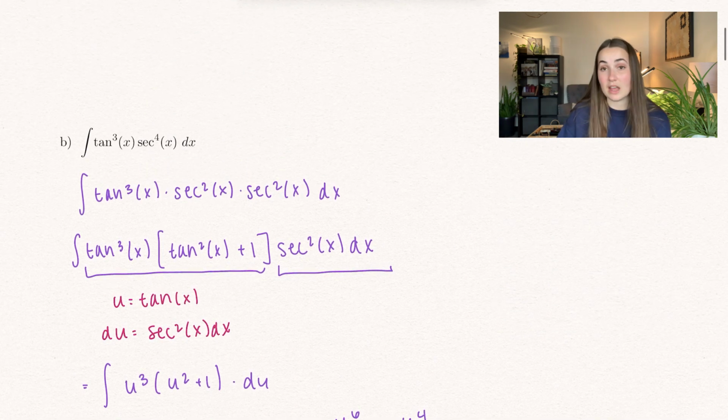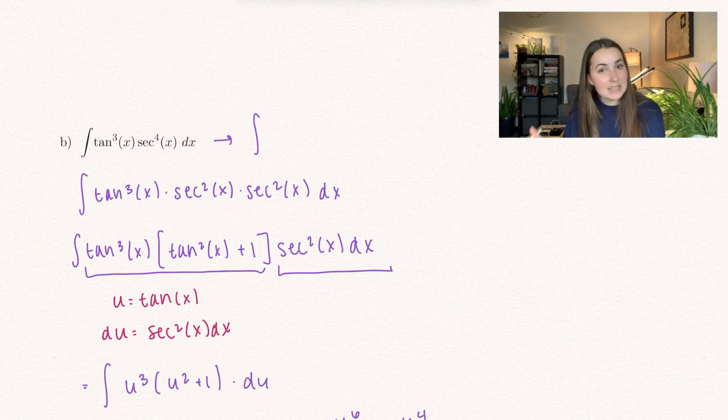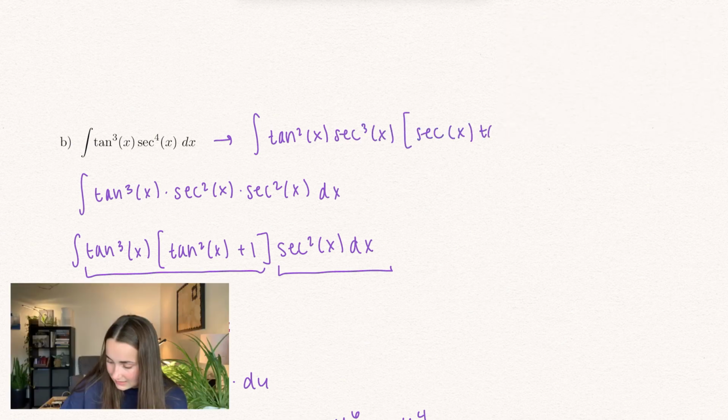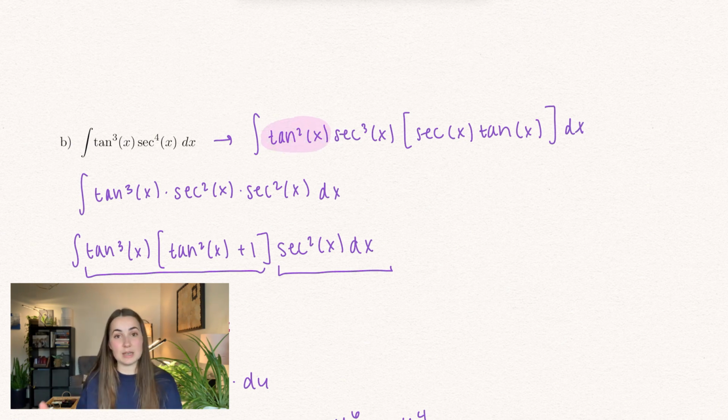Another way you could have done this problem is you could have broken this up. So instead of doing tangent as our u, think about secant as our u. The derivative of secant is secant times tangent. So here we could have tangent squared of x times secant cubed of x, and then we have our derivative, secant x tangent x. What you would do is replace tangent squared x with its identity, which is going to be secant squared x minus 1.